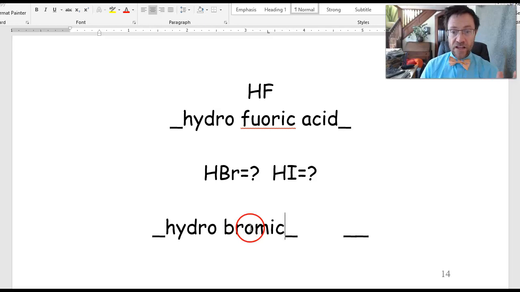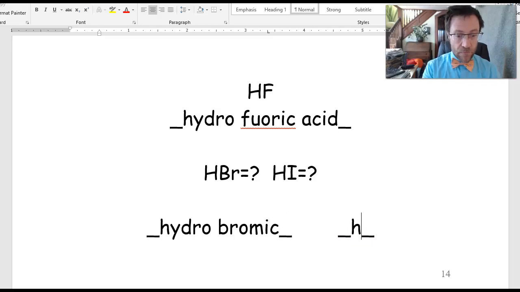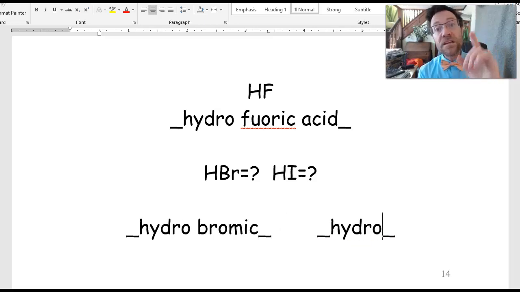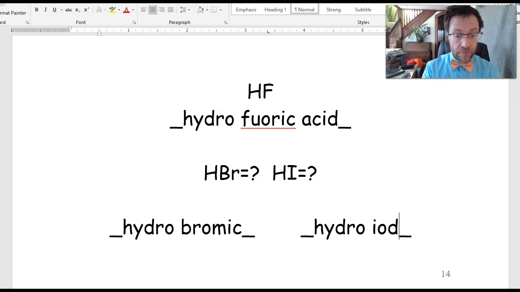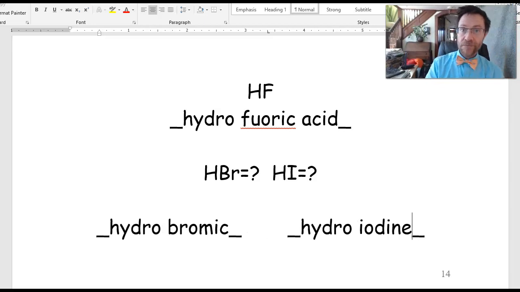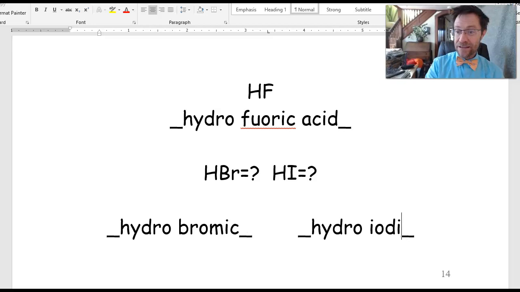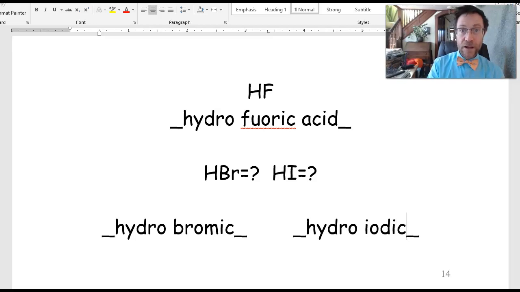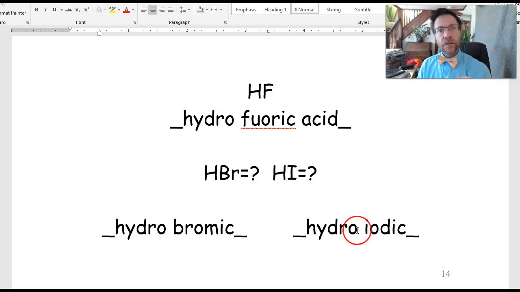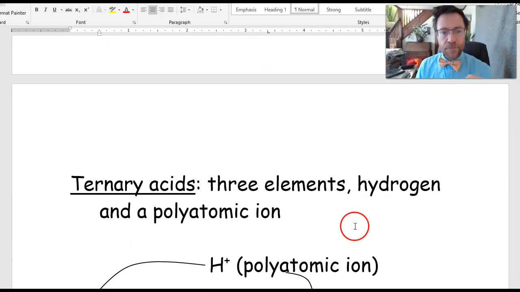You see? Now the next one, iodine. It's binary. It's hydrogen and then some other thing. So we're going to call it hydro, only because it's binary. Remember, this only works if it's hydrogen and then one other negatively charged thing. So it's hydro, iodine. Turn the iodine to ic, hydroiodic. That's simple.